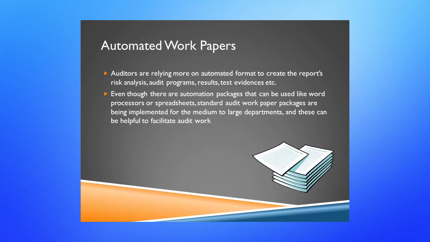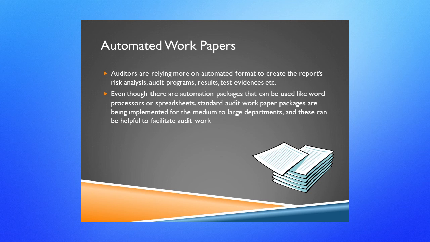In this lesson, we're going to talk about the evolving IS audit process, which is something we realize has to continually change to be able to keep up with the changes in technologies. One of the things we see is what we call automated work papers. More and more auditors are relying on automation to create the reports, risk analysis, audit programs, the results, testing evidence, etc., things that we've talked about. It's especially true when you think about the vast amount of information that an auditor probably has to go through. We need this kind of automated format to help.